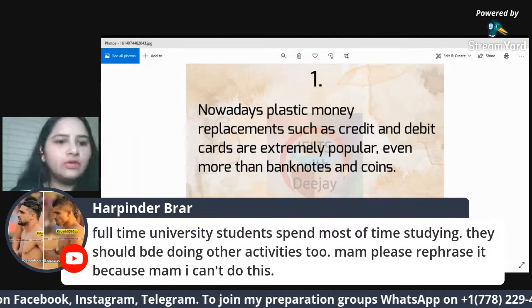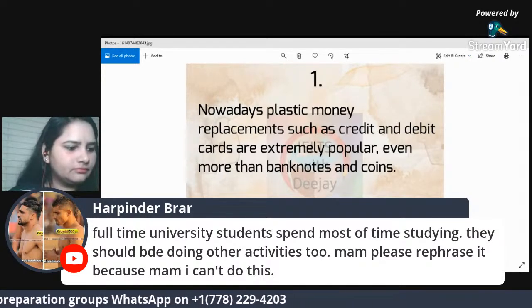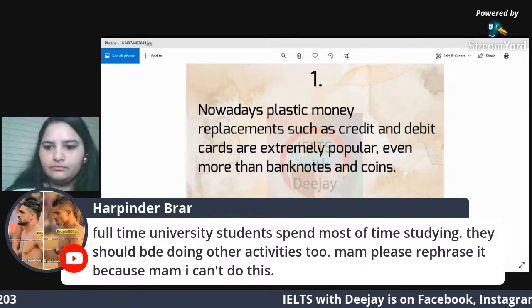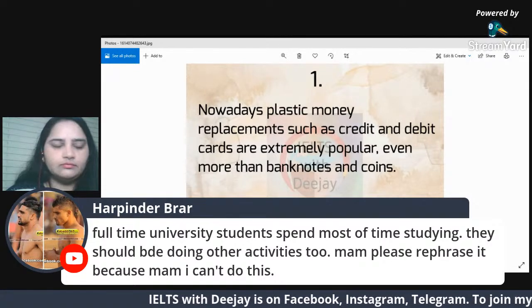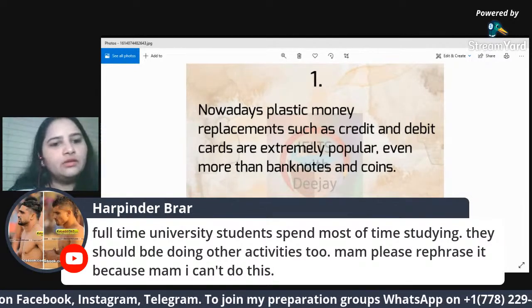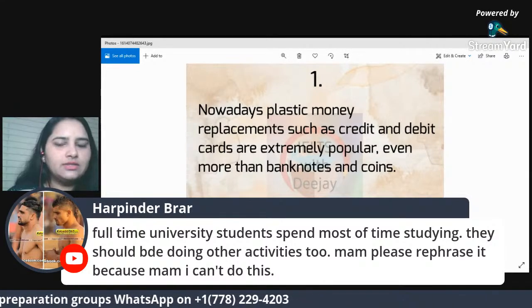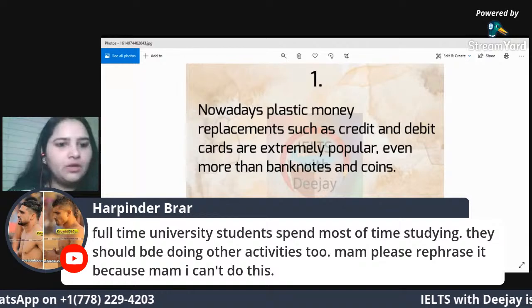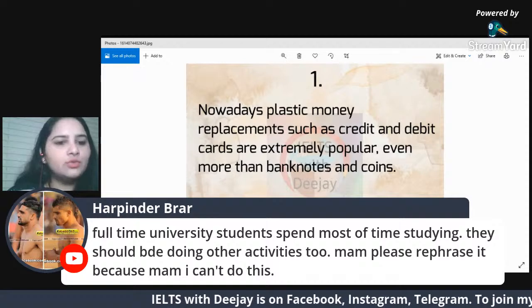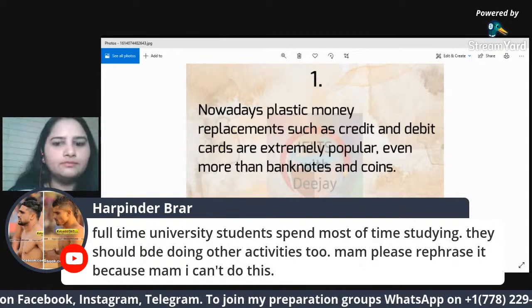The question that I'm showing on the screen, kindly rephrase this one. And there is one thing, Harpinder, that we can't change each and everything because there is student, there is university activities. These things cannot be changed. So it's going to be the same. But you can change the word order. You can change the placement of the words. This is what you can do. Try to write this paraphrasing, guys, so that we can help him because he wants it.